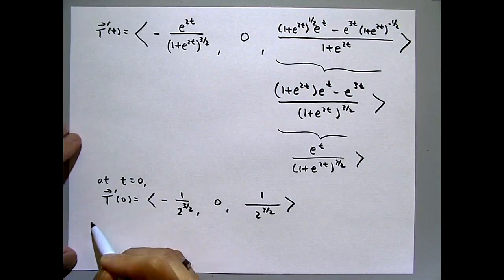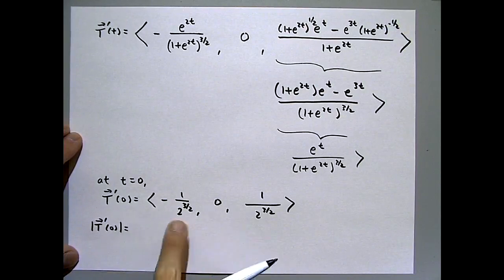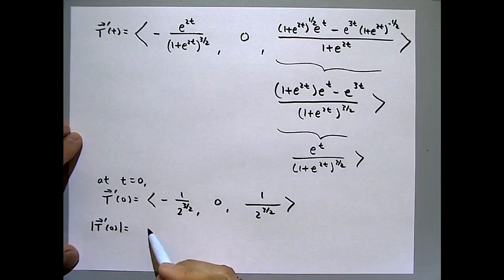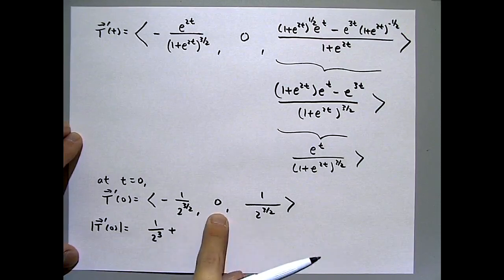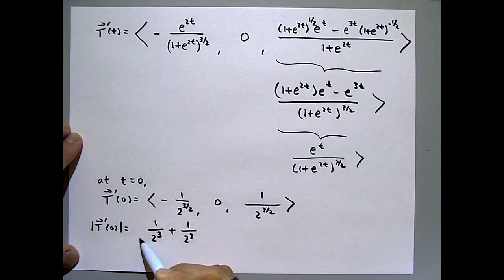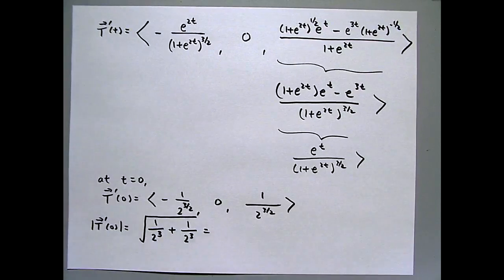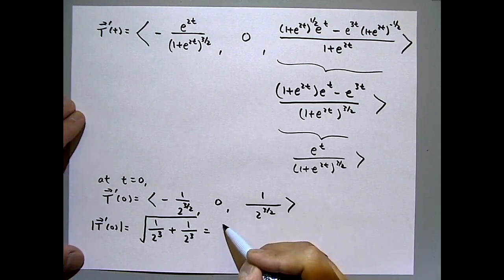Find the magnitude of that. This thing squared, nothing, and this thing squared. Okay, 2 to the 3 over 2, squaring that just makes that 2 to the 3rd. So this is 1 over 8, 1 over 8. Added together is 1 over 4. Square root of that is 1 over 2.